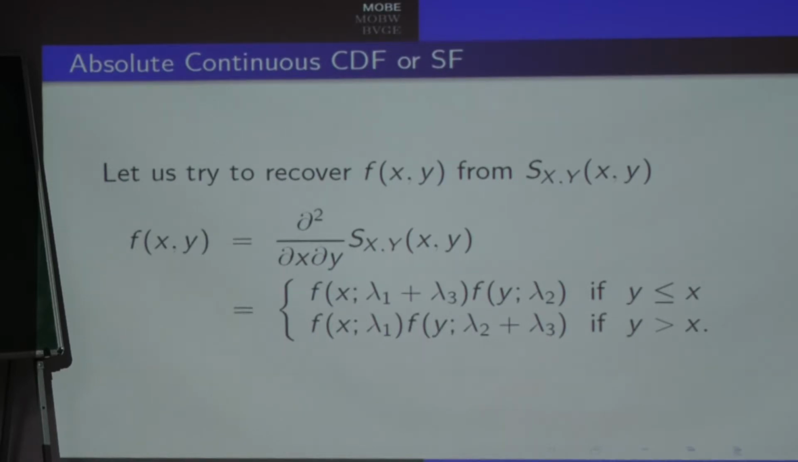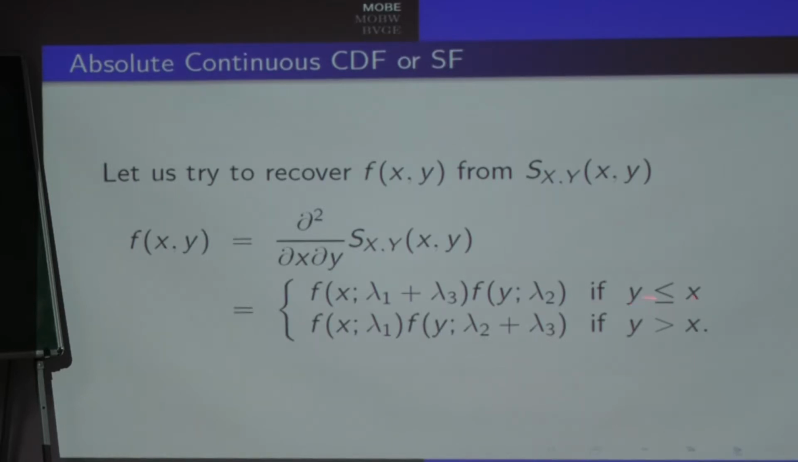Can I proceed? Is that okay? Yes. So let's come back and try to recover this small f of xy in our case. I have this joint survival function S of xy, and I'm trying to get this small f of xy by taking the double derivative. As I said, it's a very simple one.